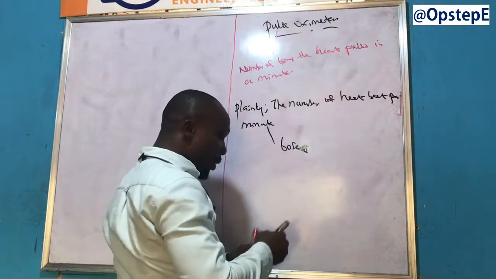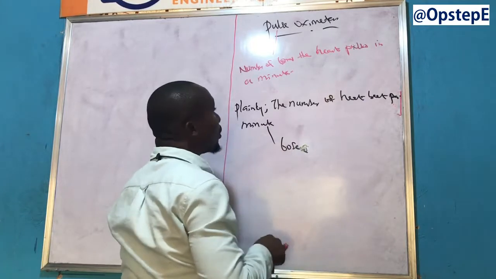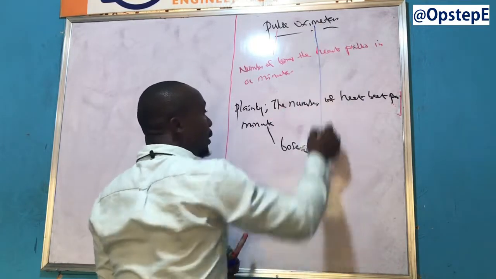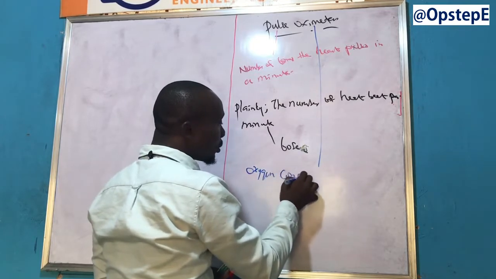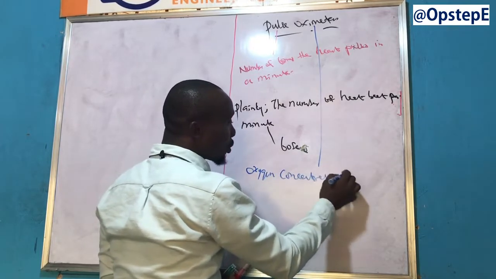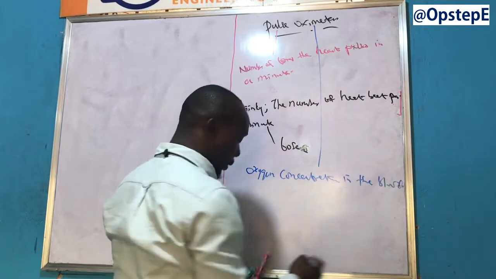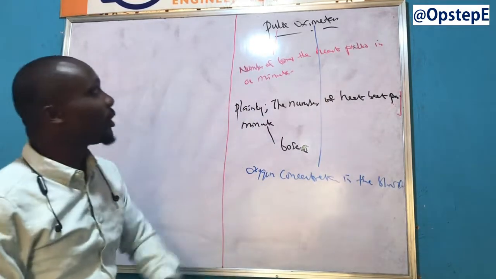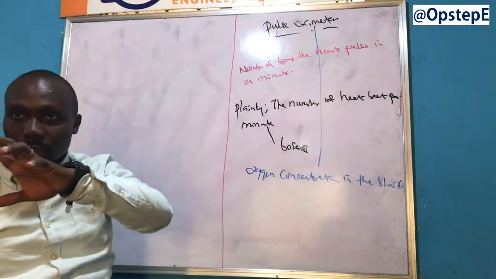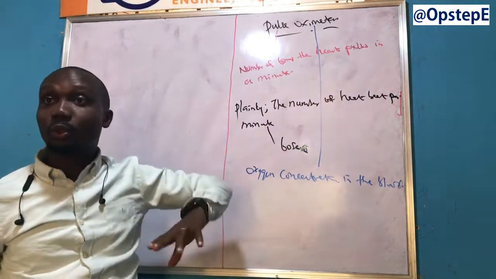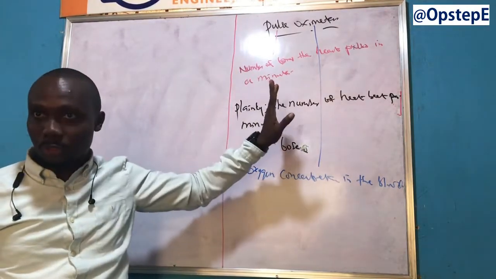The oximeter part will be the oxygen concentration in the blood. All right, so that's basically what we want to do. The good thing is that we want our results sent to a display unit so that we can make sense of it. So that's what the project is supposed to be.